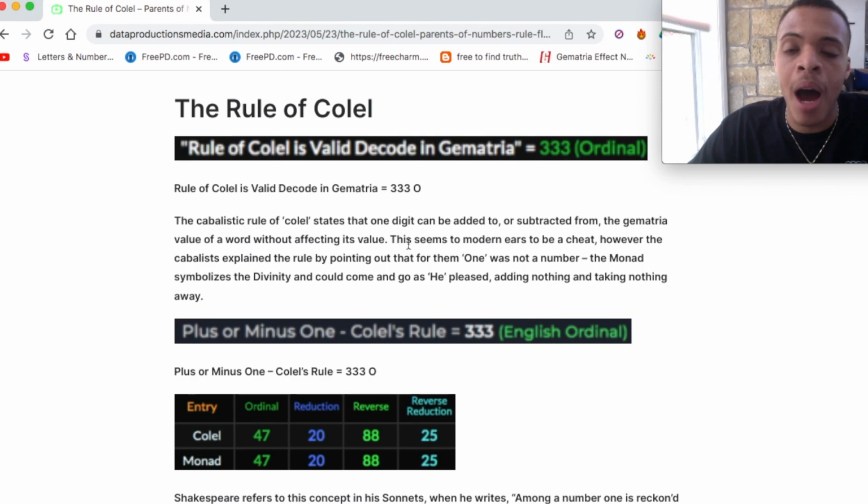This seems to modern ears to be a cheat. However, the Kabbalists explained the rule by pointing out that for them, 1 was not a number. The monad symbolizes the divinity and could come and go as he pleased, adding nothing and taking nothing away. All right, so that's very important. The monad, that's what 1 is seen as. For another powerful gematria decode, we have plus or minus 1, Colel's rule, 333 English ordinal. Again, really easy to see, simple, energetic, powerful. You're allowed to add or subtract 1 when using the rule of Colel.